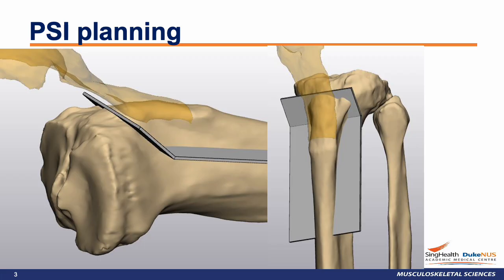A computed tomography scan of the knee is performed for preoperative planning. From the CT cuts, a virtual 3-dimensional model of the patient's tibia and fibula is reconstructed. The osteotomy cuts and angles are then planned out on this model.